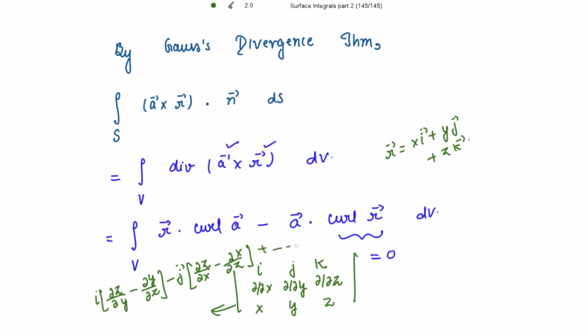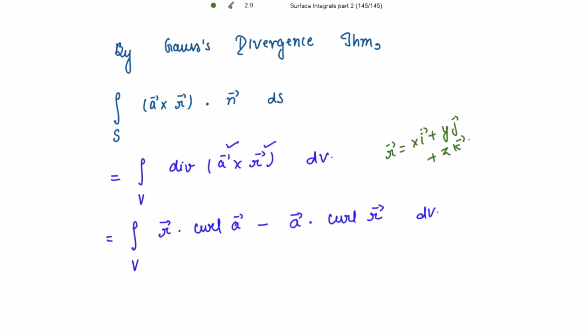Similarly, writing the third term, and we know that when we differentiate z with respect to y, we get 0. Differentiating y with respect to z, we get 0. Differentiating z with respect to x, we get 0. Differentiating x with respect to z, we get 0. So all the terms come out to be 0. So curl of r vector is 0. You can also take this as del cross r vector, which is equal to 0. And curl of a constant vector is also 0.